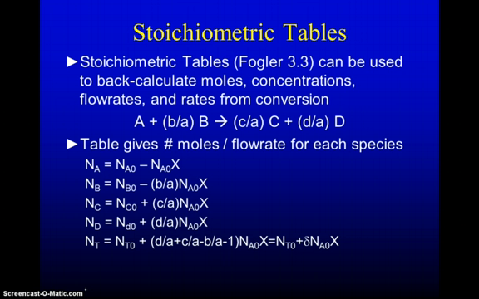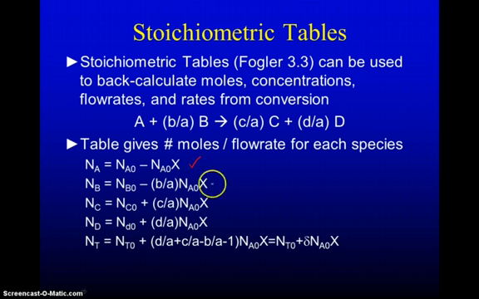One thing that's also useful for reactor design that Fogler uses are stoichiometric tables. This is something you can easily develop based on what we know about stoichiometry and conversion. The idea is that we write the number of moles of each species in terms of conversion. So for species A, that's easy to do.